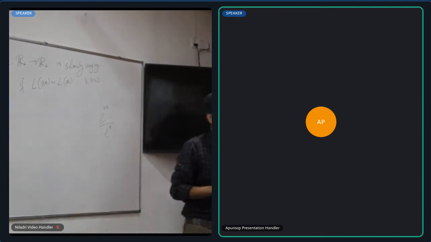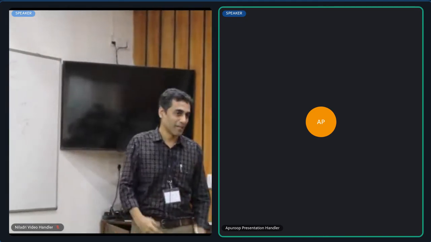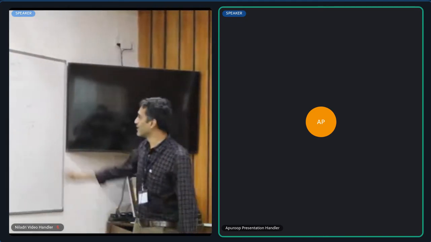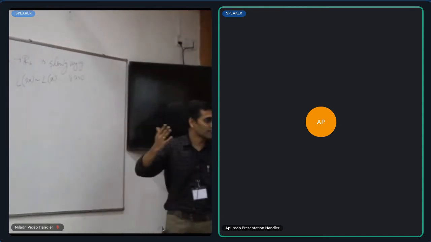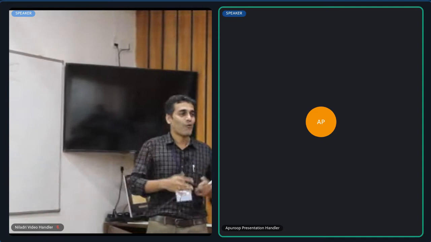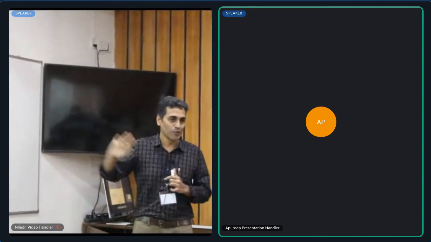Yes, logarithms. So functions that are slower than power law will work. For example, logarithm will be slowly varying. Polylogarithms like log square x, 1 by log x, so polylog functions, these are all slowly varying.